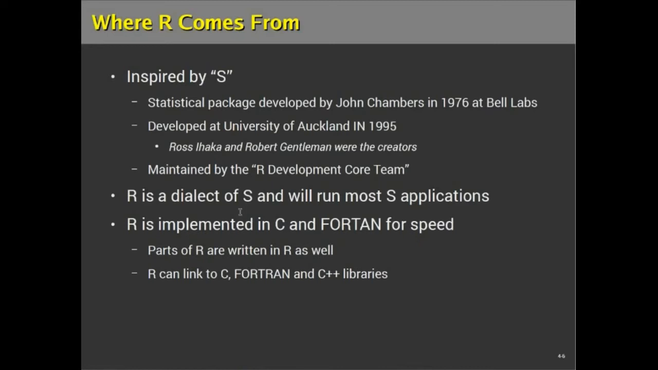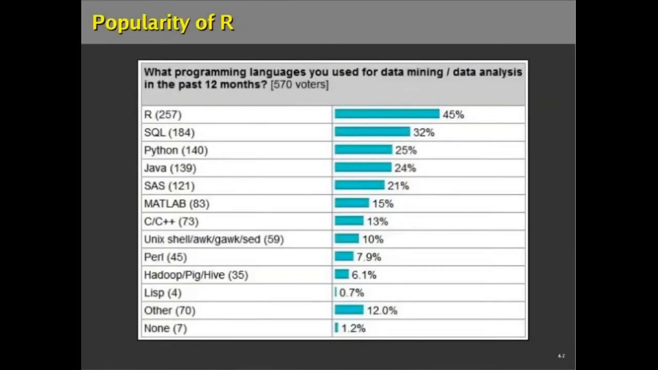R is open source. But again, I come back to the idea that part of the architecture of R is to allow an easy scripting interface, but have the heavy lifting done by compiled C, Fortran, and C++ libraries to optimize for speed. There's also parts of R that are actually written in R as well.